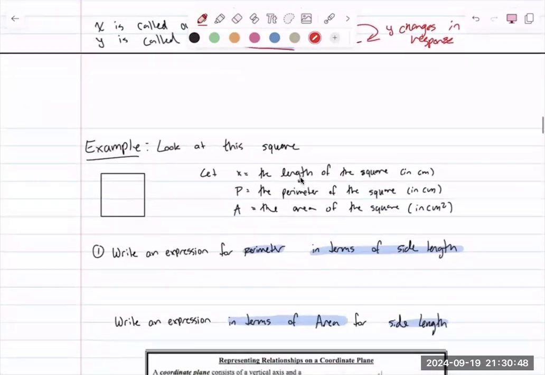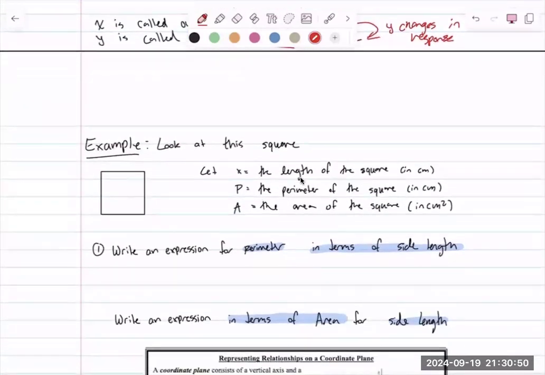As a little example, let's look at the square. We want x to be the length of the square. We want p to be the perimeter of the square. And we want a to be the area of the square. And all of these are in centimeters and centimeters squared where appropriate. So let's draw this square. We know that our side lengths here are going to be all x centimeters, right? So x, x, x, x.